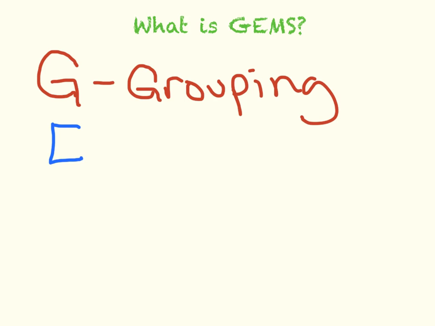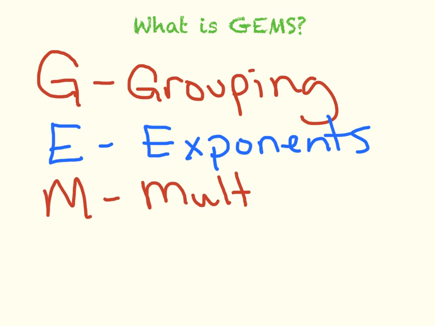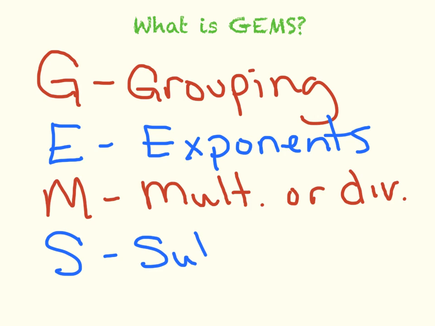the E stands for exponents, the M stands for multiplication, I'm going to abbreviate this here, or division, or I like to say multiplication processes, because we know division is an inverse operation of multiplication, and S for subtraction or addition. Formerly, this was known as PEMDAS, but we're now using GEMS, grouping, exponents, multiply or divide, subtract or add.